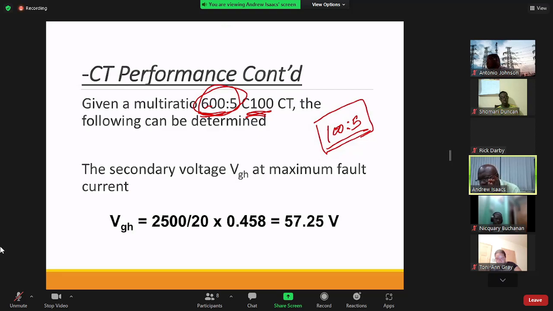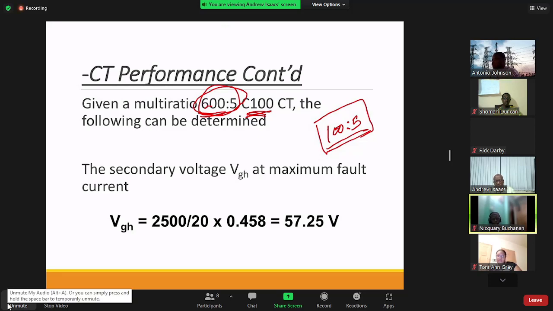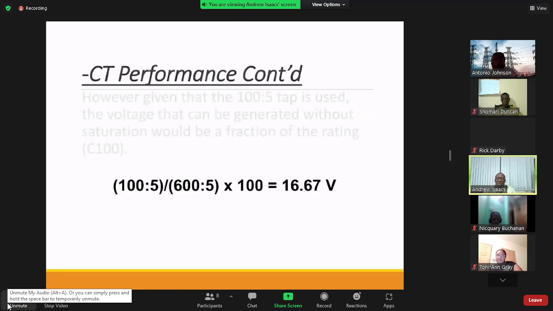So if I am using the 100 to 5 tap on this 600 to 5 CT, what would be the maximum voltage that can be produced? How would you find it? Remember that tap. Come on, it's not that difficult. You're tapping off a portion of the winding. If the full winding can give you 100 volts, and you're tapping off at 100, what voltage would that correspond to? So we divide by 600 times 100. So if you divide it by, well, multiply it by 6. Yeah, which is what we have here.